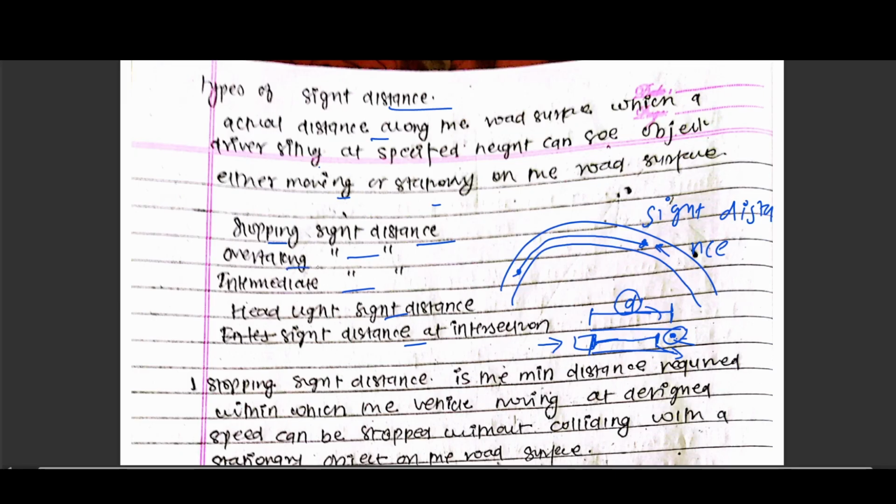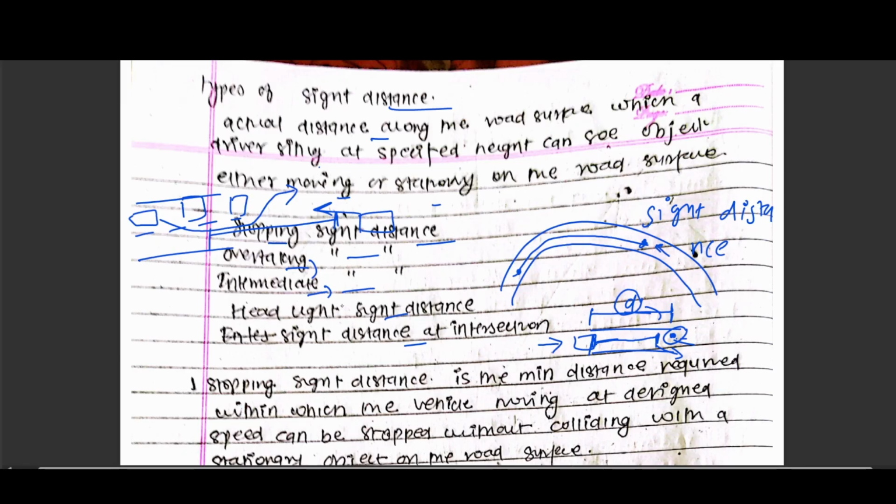The next one is the overtaking sight distance. What is overtaking sight distance? Consider a two-lane road, where the slow-moving vehicle is here, the fast-moving vehicle is here, and another vehicle is coming from here. How much distance should be provided so that the vehicle can overtake and reach here without colliding with the opposite vehicle? That is called the overtaking sight distance. Simple as that.